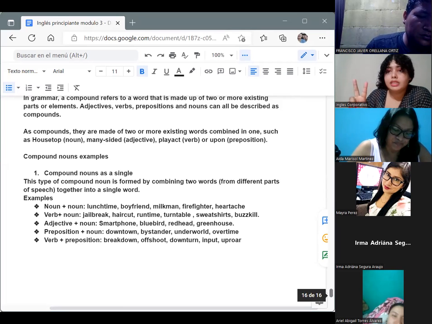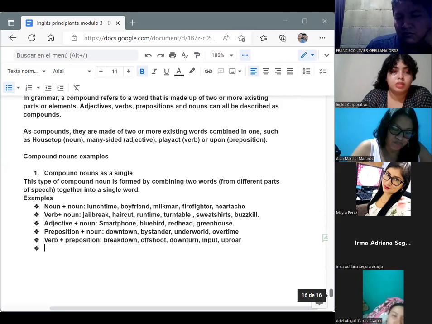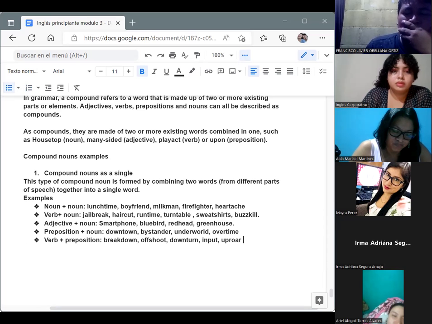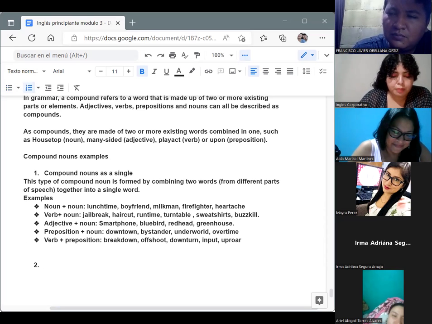Then we have the second type. Vamos a ver el segundo tipo. These ones are compound nouns as separate words. Aquí ya van separadas.